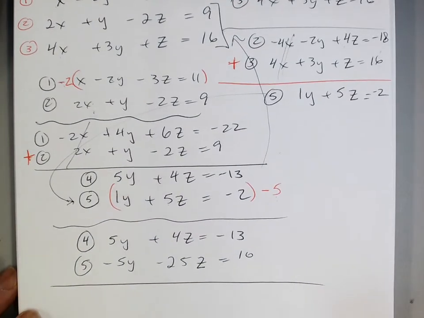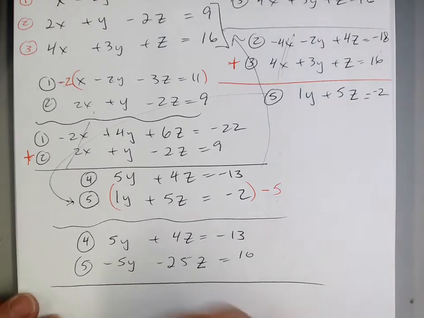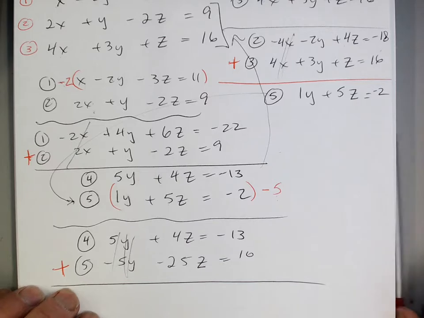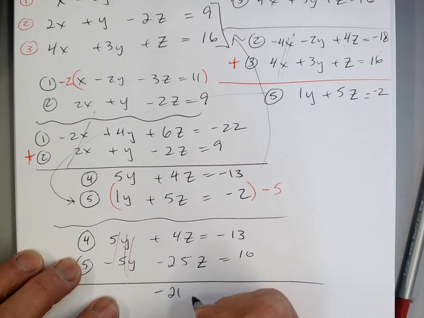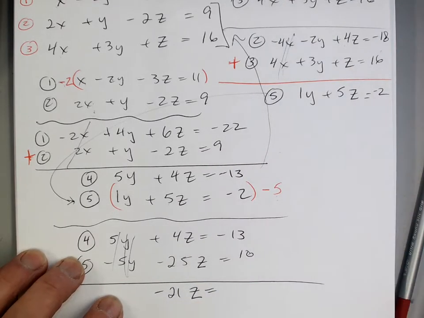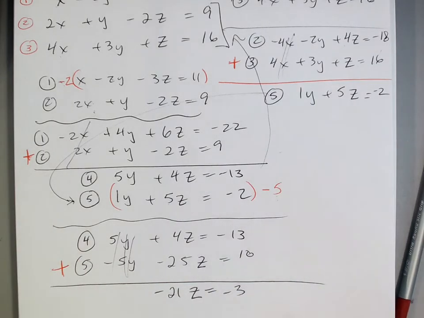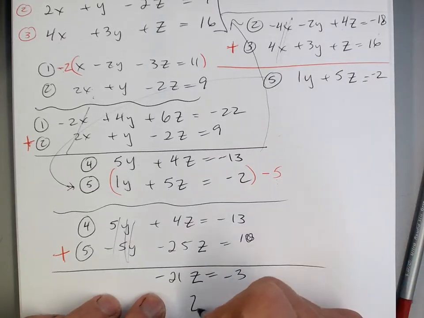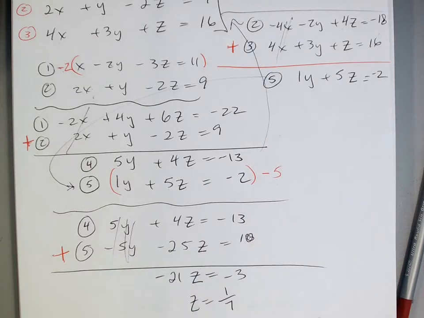Whew, this is a big problem, huh? All for one problem, huh? Okay, so then, if I add them, they cancel, right? Negative 21z equals, what's that, a negative 3? Because that's a 10. Divide by negative 21 and I get z equals 1/7. Okay?